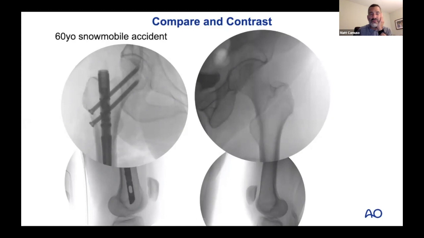Believe all of it. Believe your x-rays, believe your physical examination, believe the patient, because all those things together will get you to the spot that you need to be.